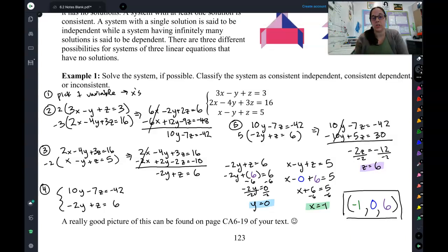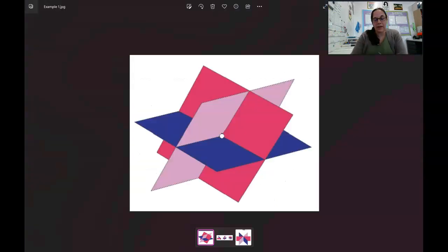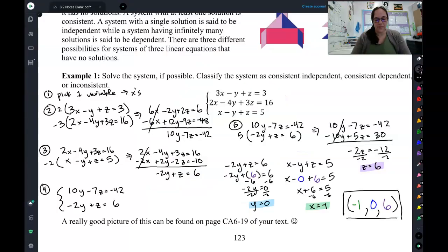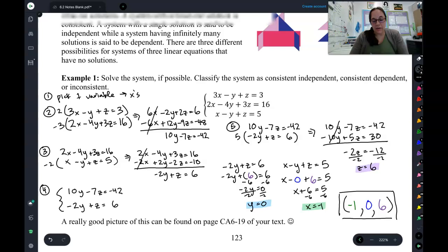All 3 equations share. We have a good visualization of what this looks like right here. So here you can see my 3 different planes we talked about at the beginning. And this little white dot in the middle, that's my negative 1, comma 0, comma 6. That is the one point that all 3 flat planes have in common. The one point that they all share. So that is our first example for blunt force solving a system.